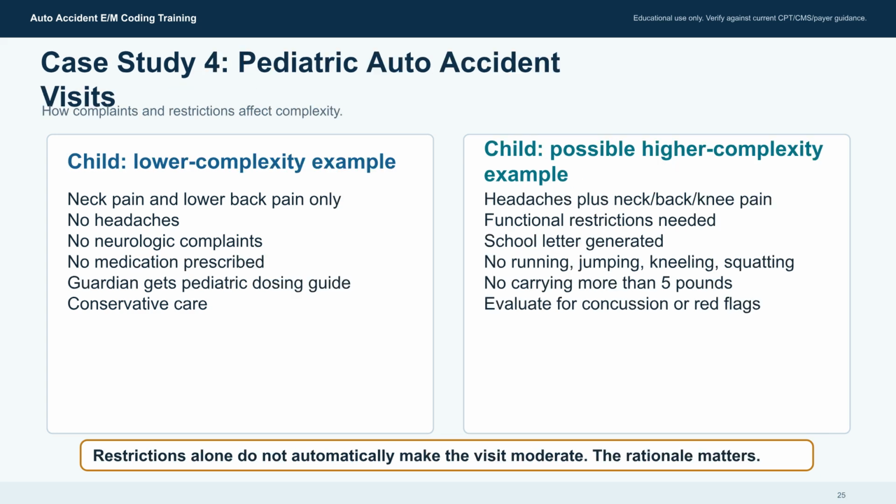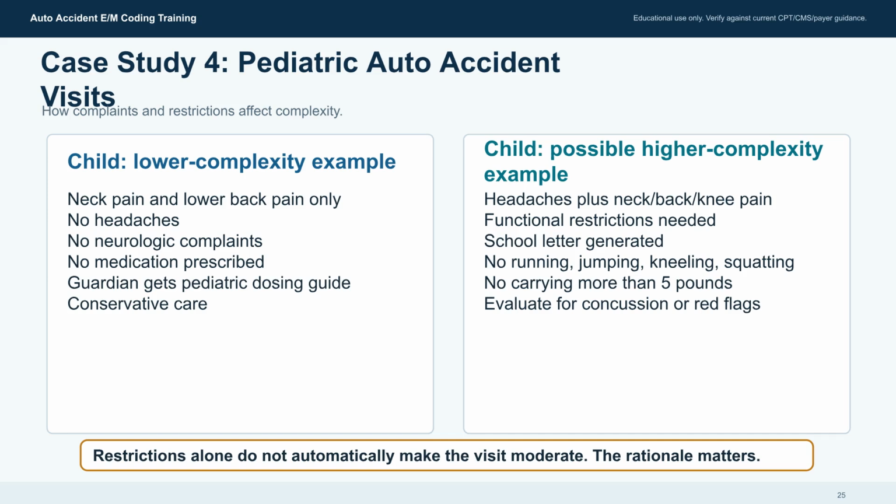Pediatric cases require careful documentation because the provider is often counseling the guardian and making school or activity recommendations. For example, a child with only neck and lower back pain, no headaches, no neurological symptoms, and conservative care may support a lower complexity visit, such as 99203 for a new patient or 99213 for an established patient.